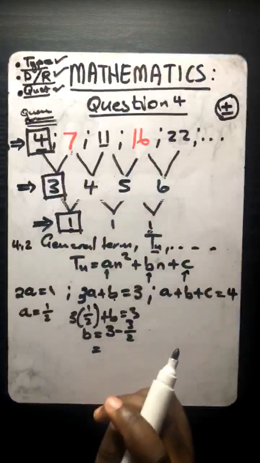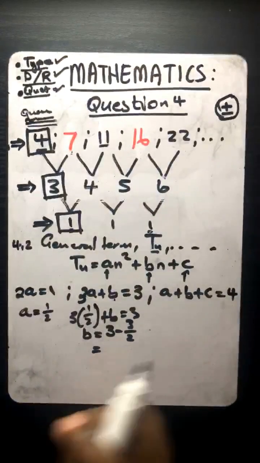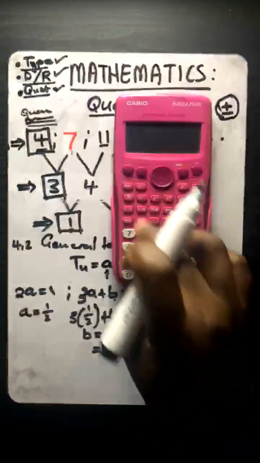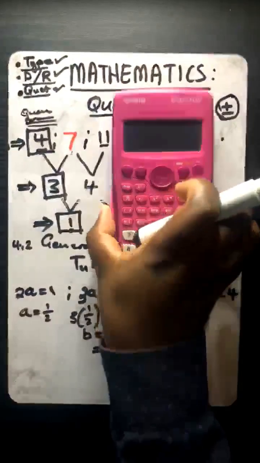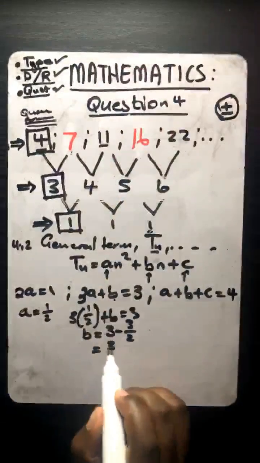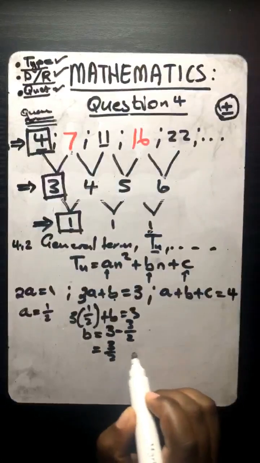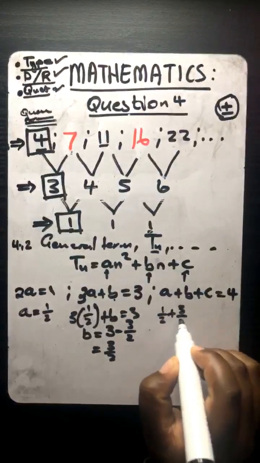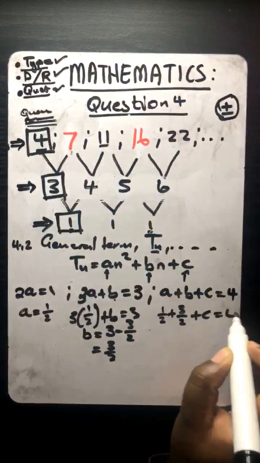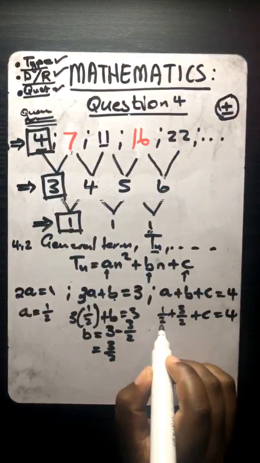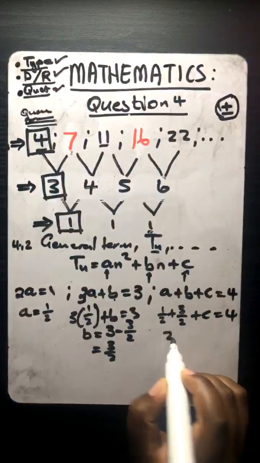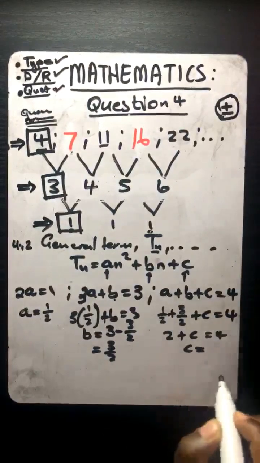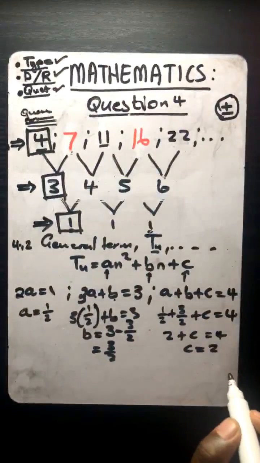What did we get? Because yesterday I tried to be clever and I got hammered. Let me not try to be clever and do it using a calculator. This is 3 over 2. So you take this 3 over 2 and substitute. Our a value we know is half. What is our b value? We just calculated it now. Plus c equals 4. I'm telling you guys, this is half plus 1.5, which equals 2. Plus c equals 4. That means c, you take that to the other side, equals 2.